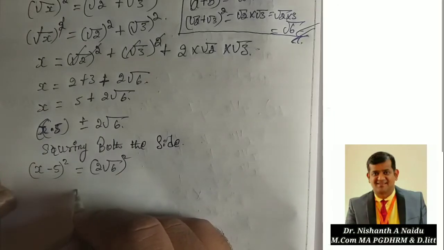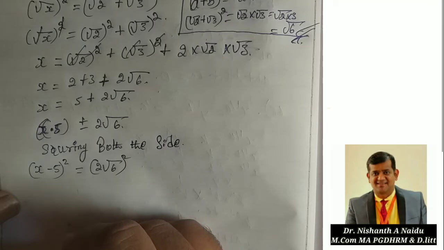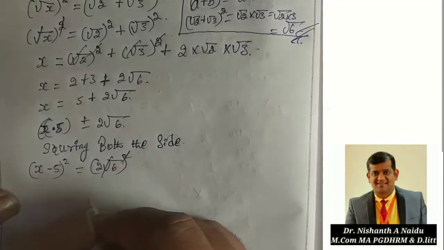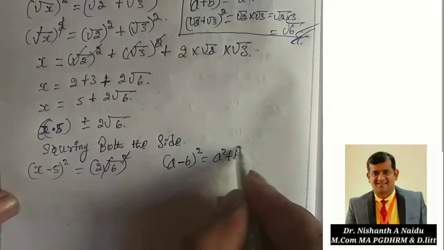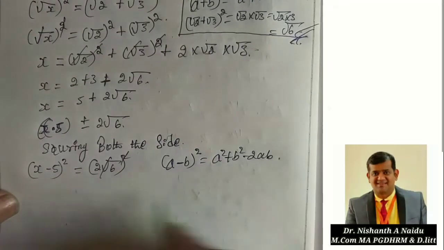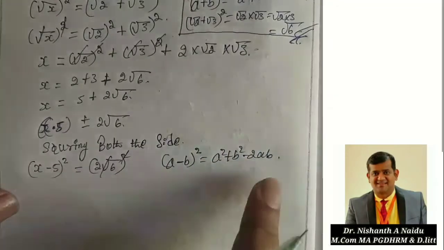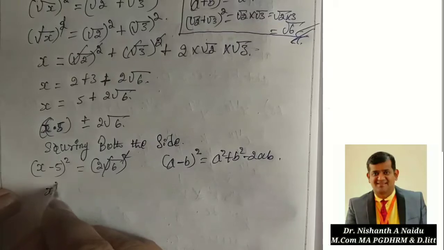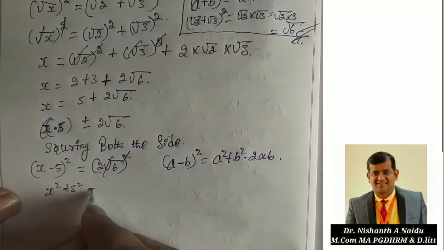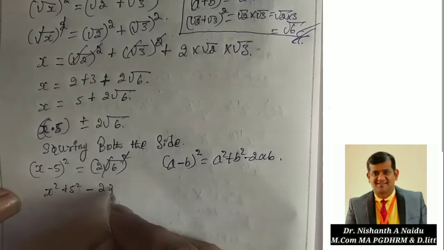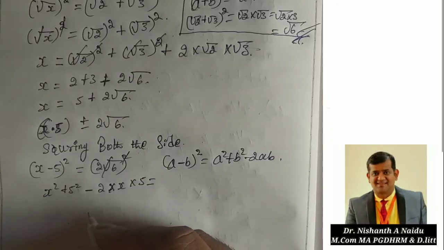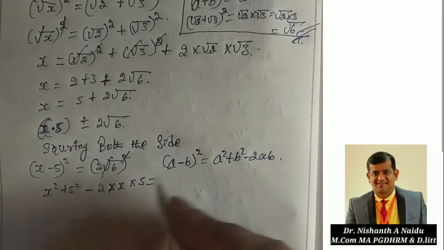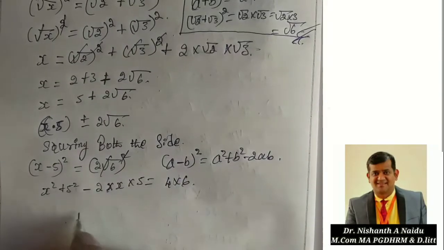So now what are we going to do? We will cancel 2 and root. Okay, so here I am applying a minus b whole square equals a square plus b square minus 2ab. So I am applying that over here. If you don't know this, then you cannot solve this. So that becomes x square plus 5 square minus 2 into x into 5. So that is 2 into x into 5. So that is how much? 4 into 6.